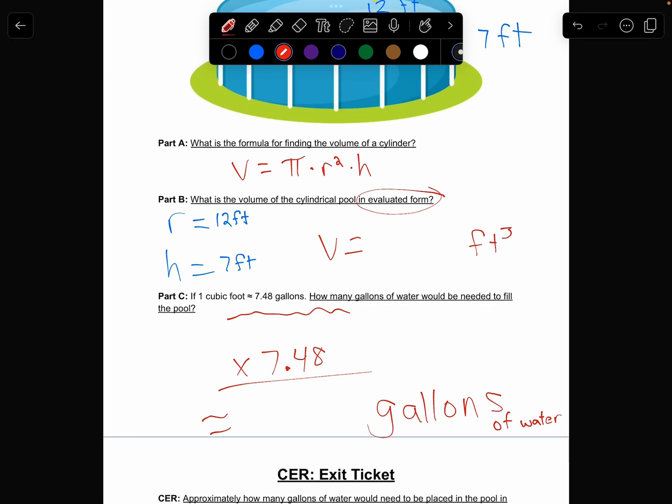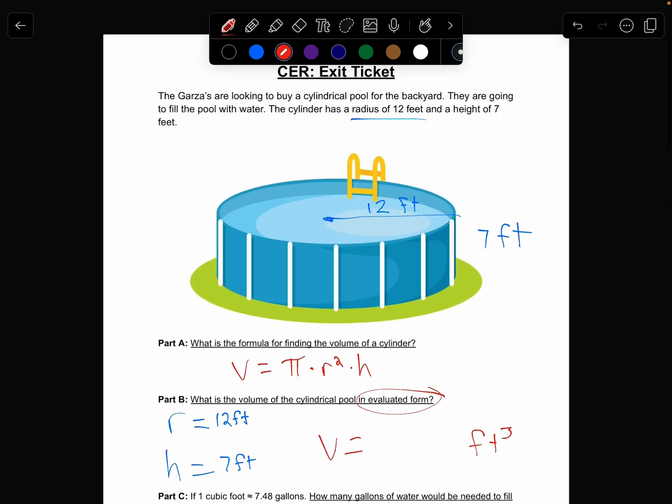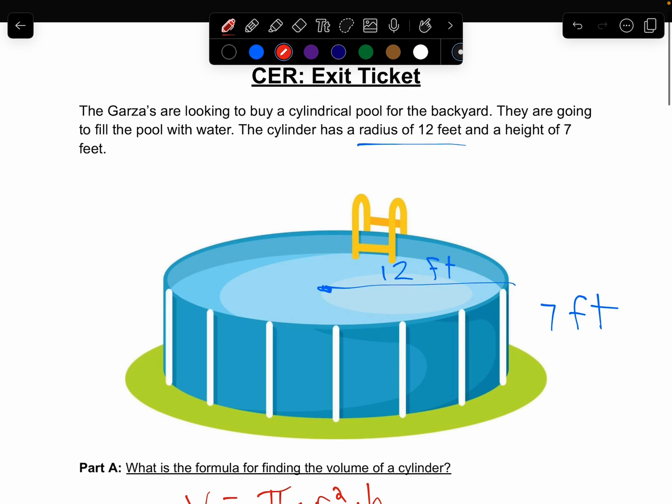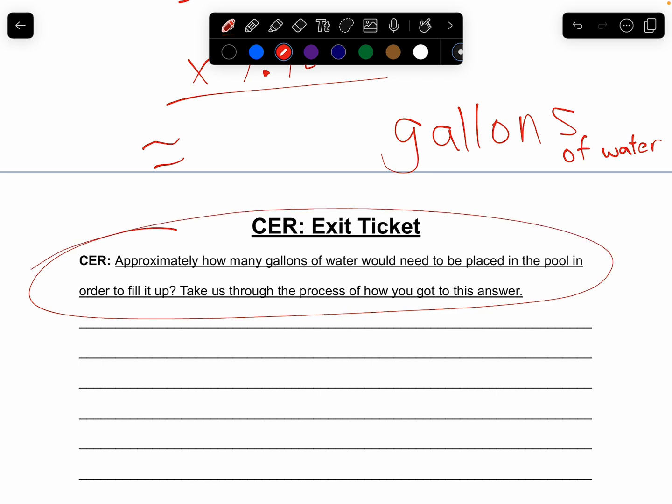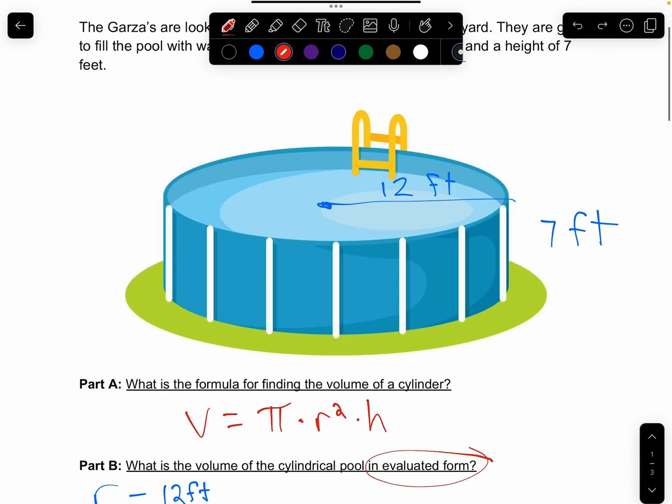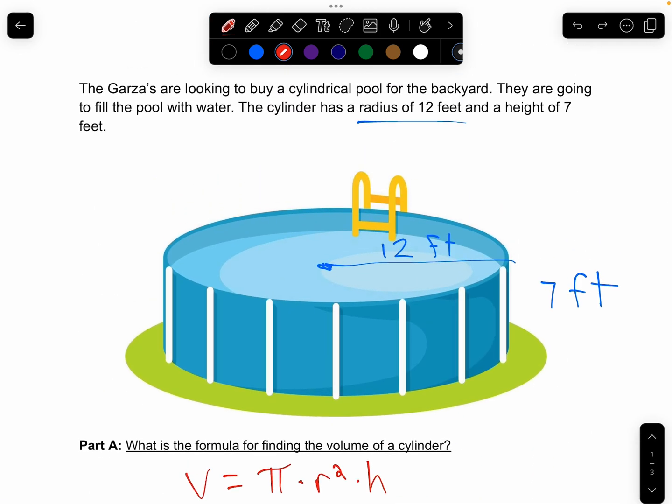So now, the reason for this setup is because I wanted it to help you guys be able to write. Okay? So, first things first. What's going on here? The Garzas are looking to buy what? Okay, cool. The Garzas are looking to buy a pool. So let's write that out. Because look, approximately how many gallons of water would need to be placed in the pool in order to fill it up? Okay. Well, first things first, the Garzas are looking to buy a pool. We've got a radius of 12 and a height of 7.